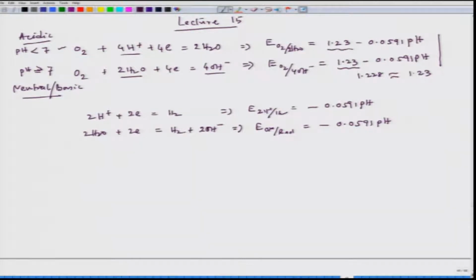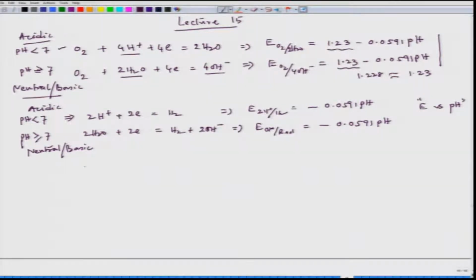It is the same equation, and if we plot them on an E versus pH plot, they will lie on the same line. But this will be valid for pH less than 7 and this would be valid when pH is greater than or equal to 7. So, here also it will be valid in neutral or basic medium, or this will be valid in acidic medium.